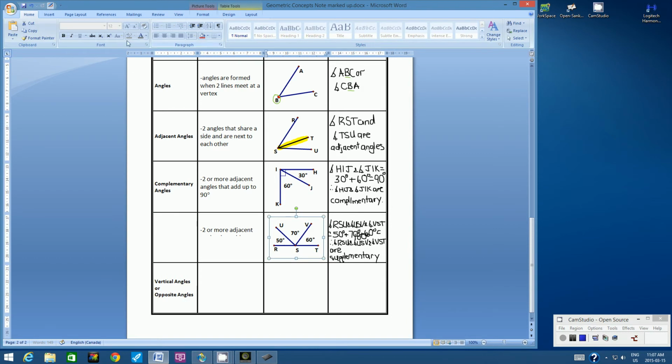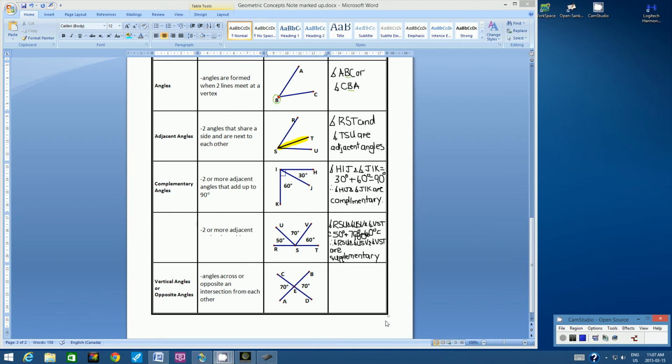Okay, so we're on the last one. Vertical angles or opposite angles. So they are angles across or opposite an intersection from each other. Angles across or opposite an intersection from each other. Okay, so what does that diagram look like?